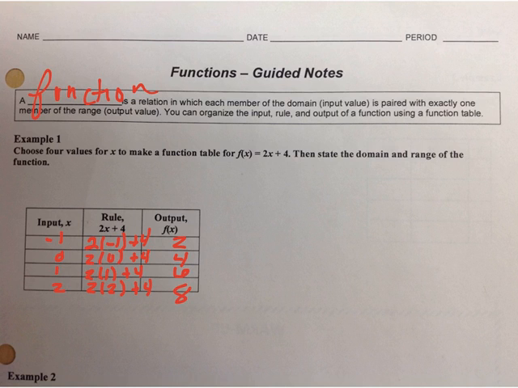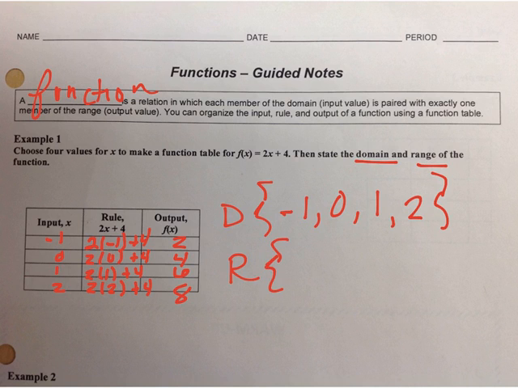Now, it said to state the domain and the range. We learned last week that our domain is our set of x values. So in this case, our domain is -1, 0, 1, and 2. And our range is 2, 4, 6, and 8, or our set of y values, or our output.